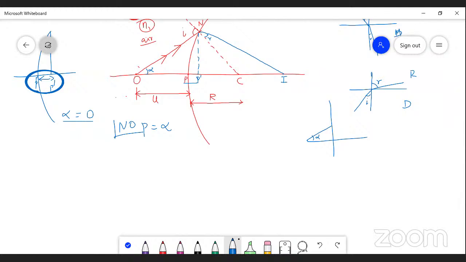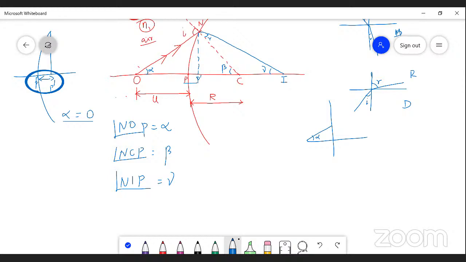See, the angle NOP is alpha. And next, in our convention, I want to take this angle NCP. NCP is equal to beta. And also angle NIP. NIP is equal to gamma. You know well, angle of incidence is I, angle of refraction is R.